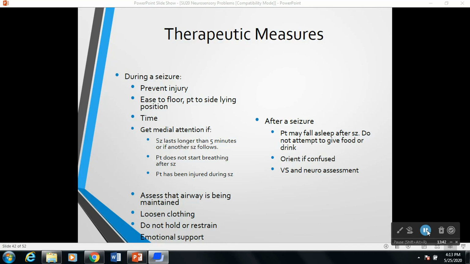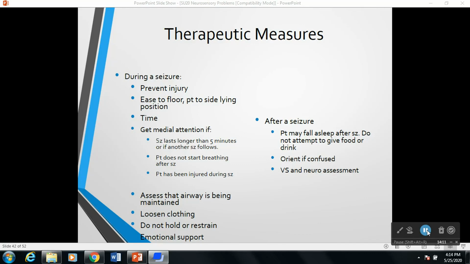Emotional support is very important, especially for a patient who's never had a seizure. They're going to wake up and be very confused, and you want to let them know that they're safe. After a seizure, the patient is probably going to fall asleep, or they're going to be very exhausted, just like in the video a while ago. Don't attempt to give them anything to eat or drink. Just orient them as they are starting to wake up, and you might want to get some vital signs and do a good neuro assessment.